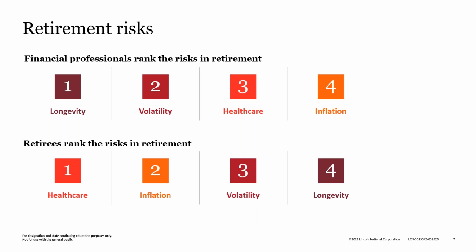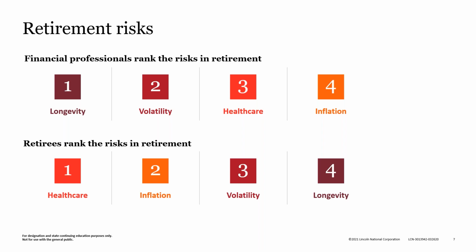So I did 2 studies. We asked how financial advisors or financial professionals rank the risks in retirement, and then we did a similar survey and asked those same questions to retirees. Here's how financial professionals would rank those risks in retirement. Number 1 being longevity. Their goal is to make sure there's enough money down the road to fulfill their clients' wishes and provide for their needs. Longevity was the number 1 risk in retirement that those financial professionals saw.